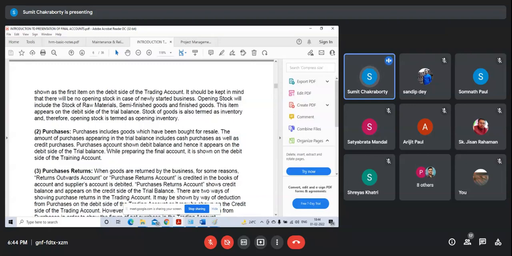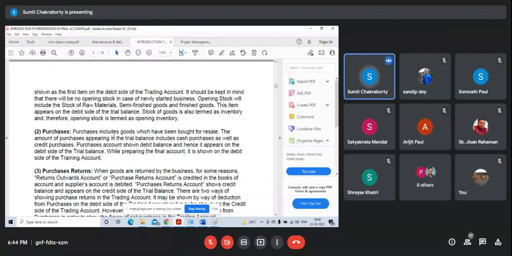It should be kept in mind that there will be no opening stock in case of a newly started business. Opening stock will include the stock of raw materials, semi-finished goods, and finished goods. This item appears on the debit side of the trial balance, and stock of goods is also termed as the inventory, and therefore opening stock is termed as the opening inventory.